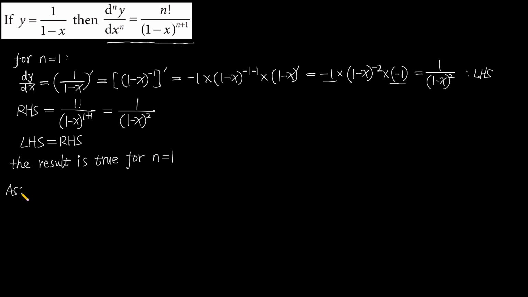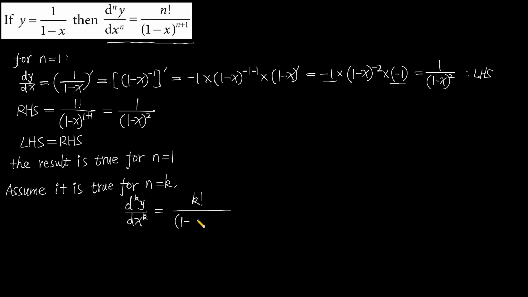Now assume it is true for n equals k. Now we have the derivative, d^k y over dx^k. This equals k factorial, bottom (1 minus x) to the power of k plus 1. Assume this one is true.